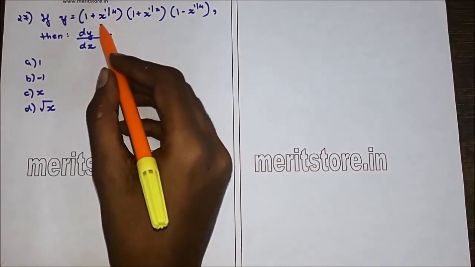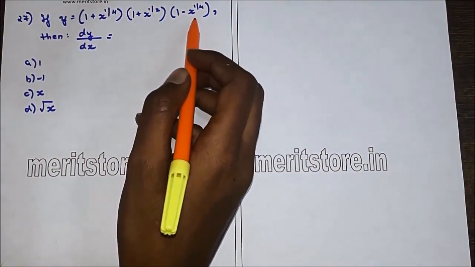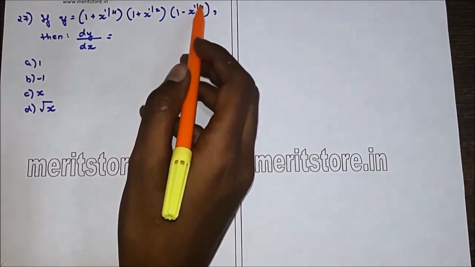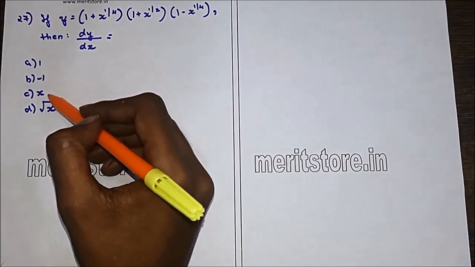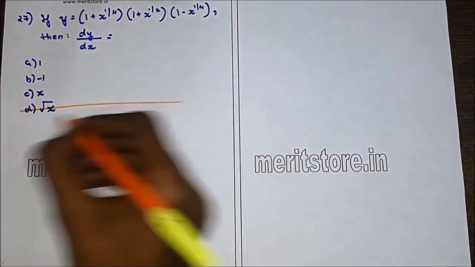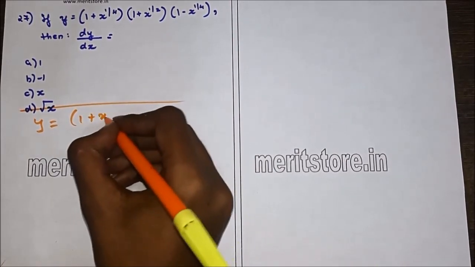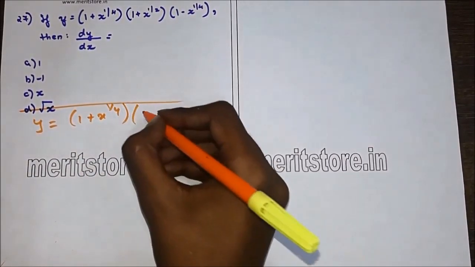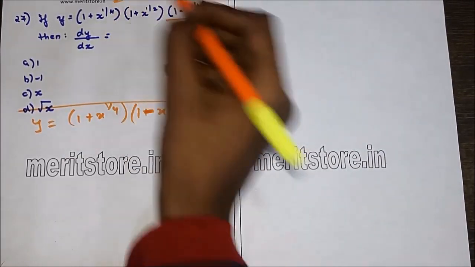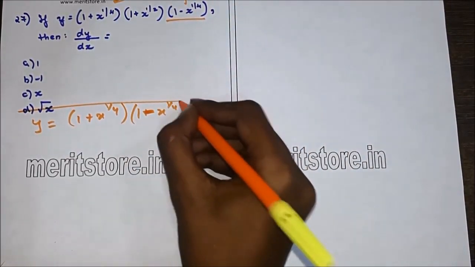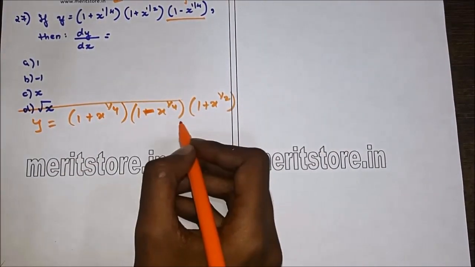If y is (1 + x^(1/4)) into (1 + x^(1/2)) into (1 - x^(1/4)), then the value of dy by dx is 1 minus 1 by root x. First we simplify this expression. We have 1 + x^(1/4). We can rewrite this by rearranging the terms. So (1 + x^(1/4)) (1 - x^(1/4)) (1 + x^(1/2)). So this is in the form of (a + b)(a - b).